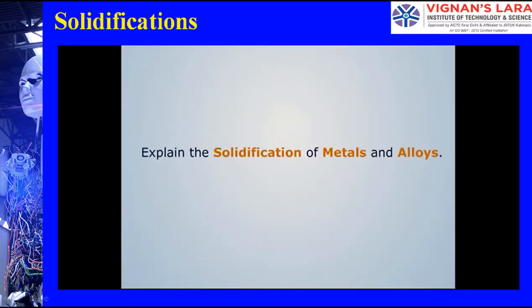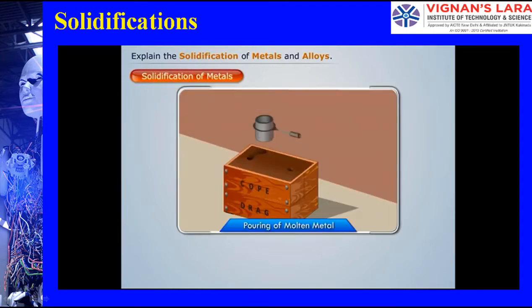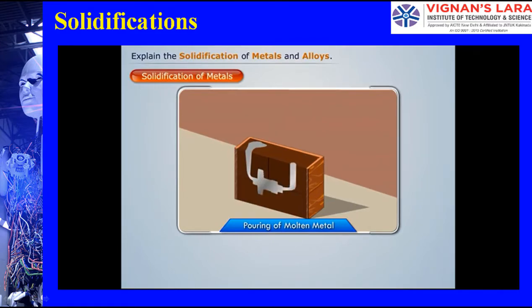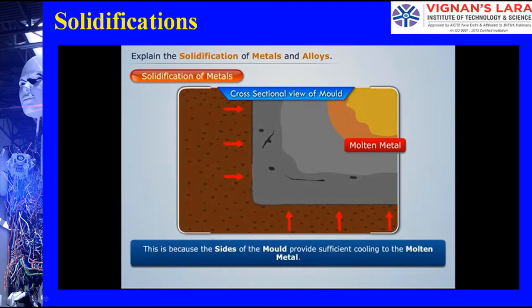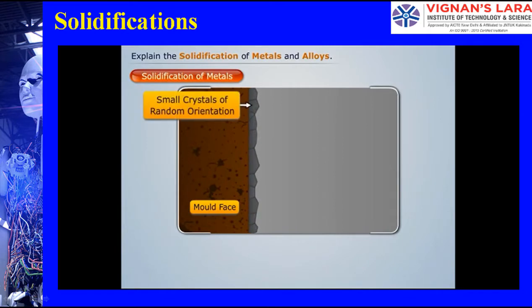Explain the solidification of metals and alloys. First, let's discuss the solidification of metals. When we pour the molten metal in the mold cavity, we see that the solidification process starts from the sides of the mold, then moves towards the molten metal. This is because the sides of the mold provide sufficient cooling to the molten metal. After some time, we see that the molten metal solidifies in the form of randomly oriented crystals.